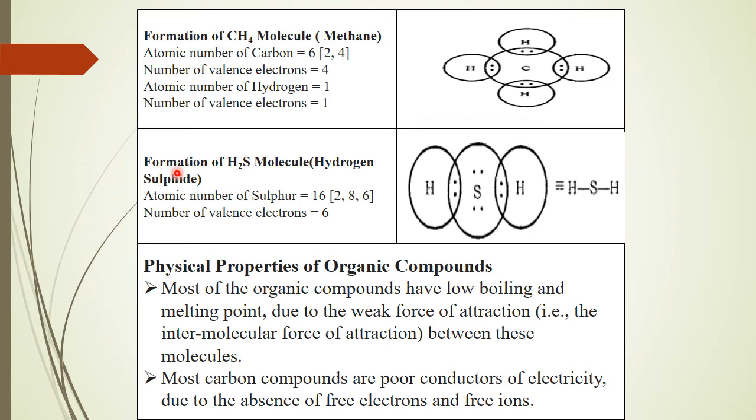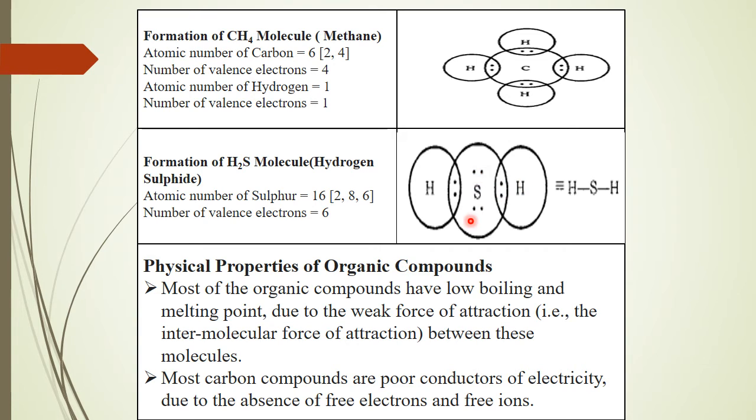Then another example, formation of hydrogen sulfide molecule. This is also a single covalent bond. See, sulfur atomic number is 16, electronic configuration 2, 8, 6, and valence electrons is 6. So hydrogen has 1 electron, 1 from sulfur. Here hydrogen 1 electron, 1 from sulfur.